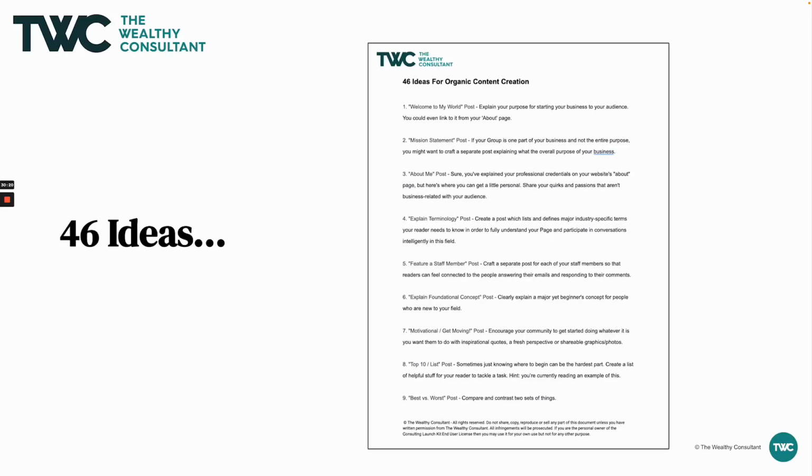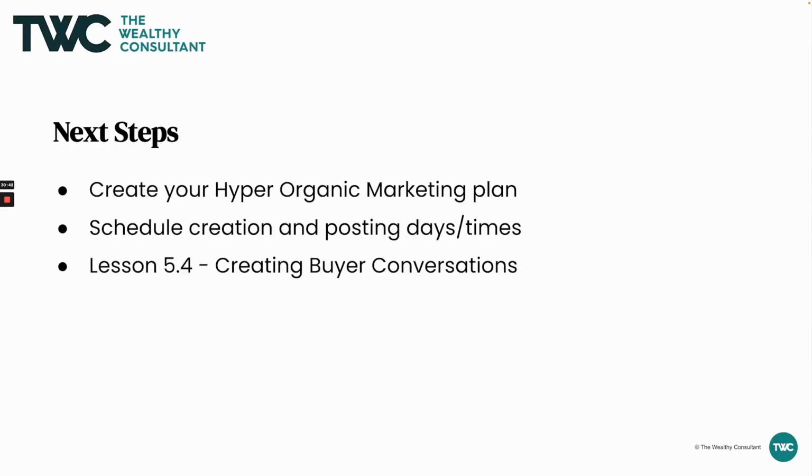Now, to spur some ideas, I'm adding a document here in this lesson called 46 Ideas for Organic Content Creation. You can just use these as mind joggers. They'll kind of get you going. Just little things to think about, topics to bring up, and it might help you create a content strategy. Again, all based around what your audience needs.